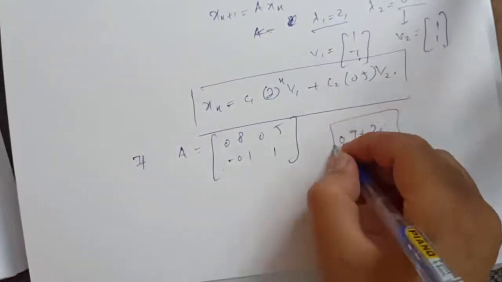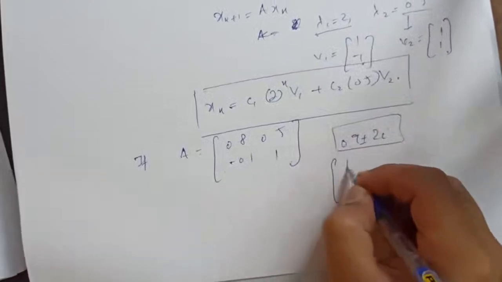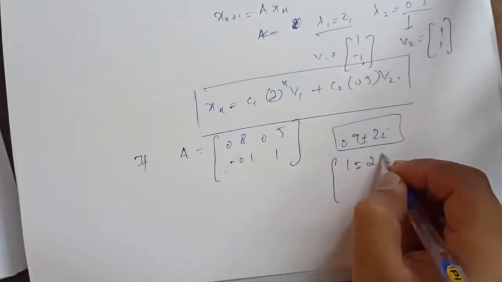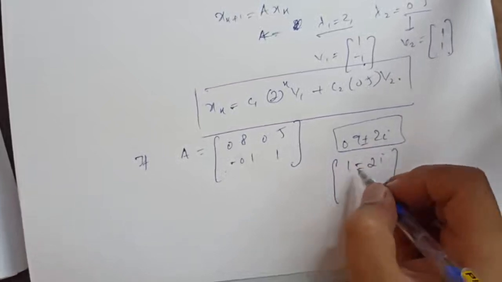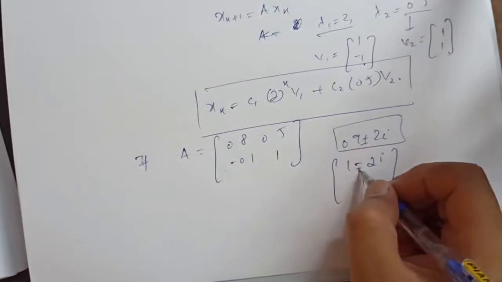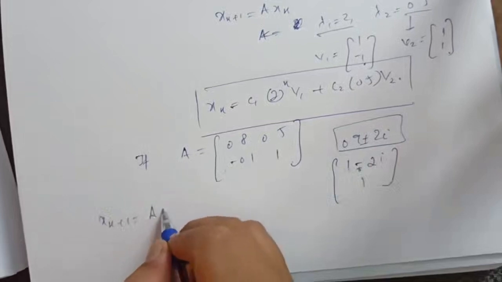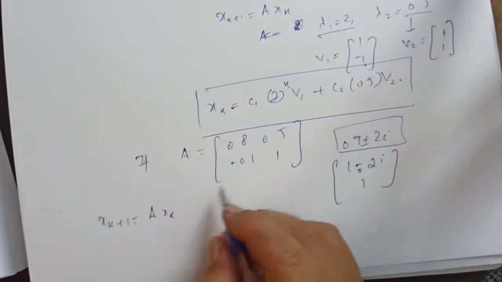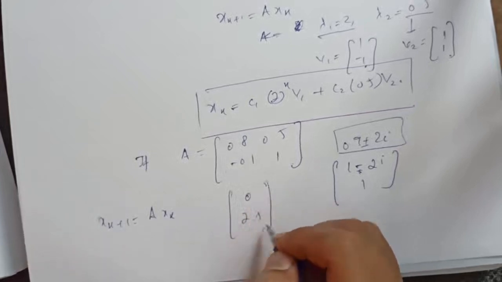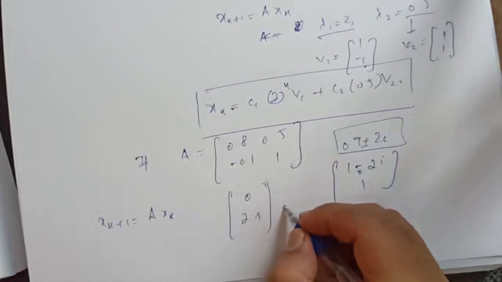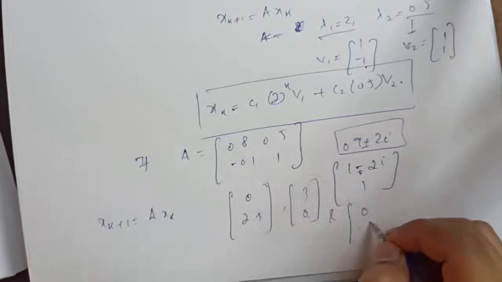If there are two eigenvalues, their corresponding eigenvectors are 1 minus plus 2 iota and 1, which means for the plus value you have a negative here, and for the negative value you have a positive over here. So x of k plus 1 is A times x of k. The initial vectors we can assume as 0 and 2.5, 3 and 0, and 0 and minus 2.5.